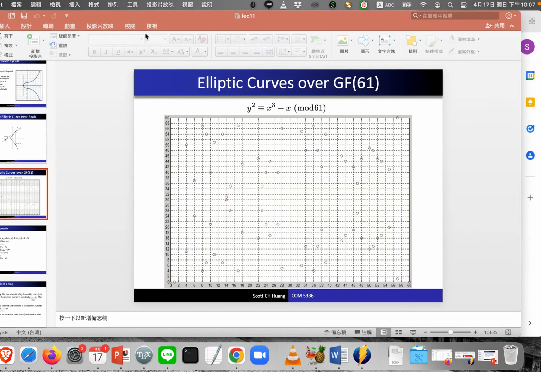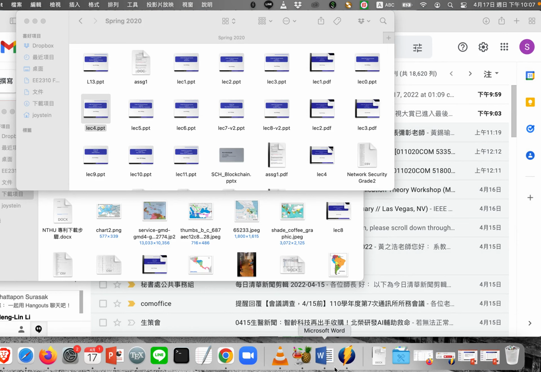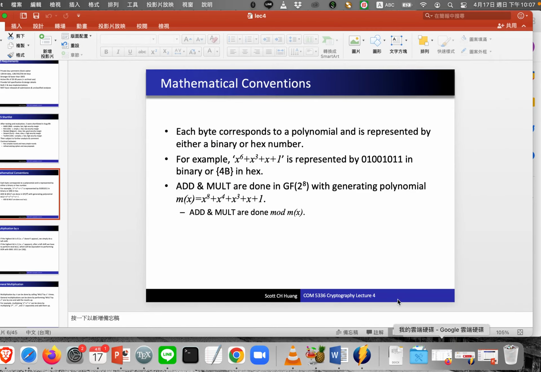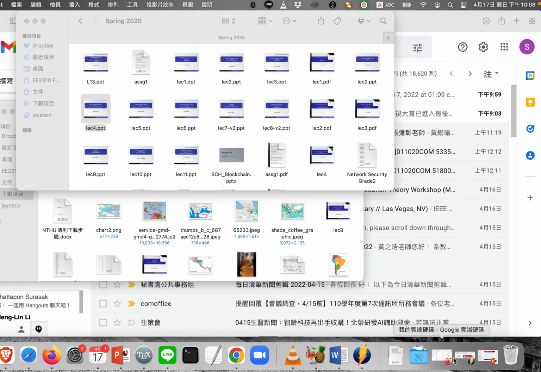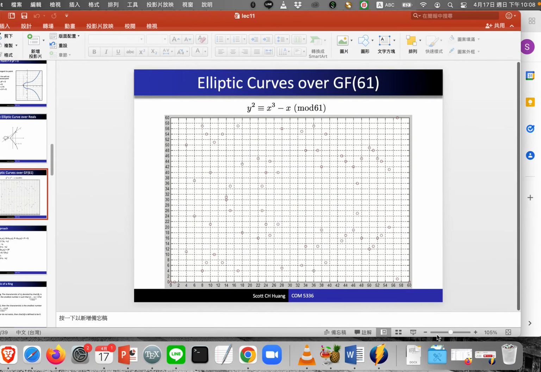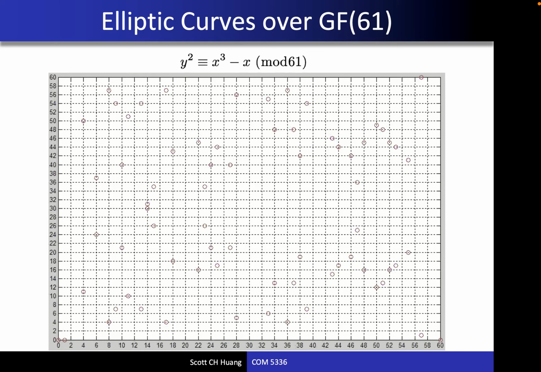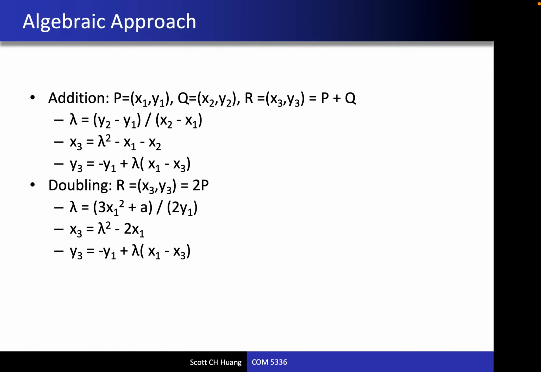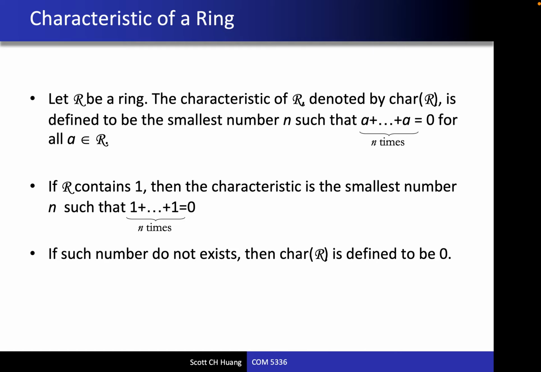Okay, for some reason it's behaving weird. Anyway, for this type of field, GF p to the power of n, the characteristic is p. So that's finite field. Okay, back to the elliptic curve. Now, for any field, actually, we can define the characteristic of a field.